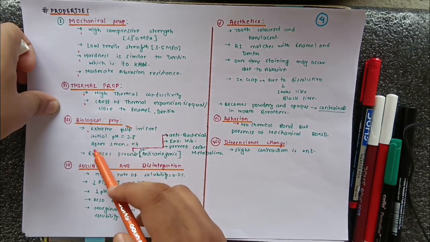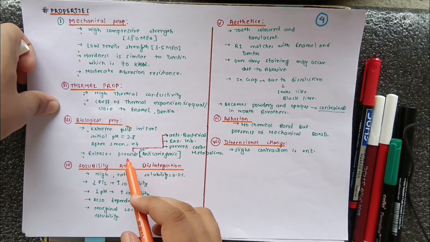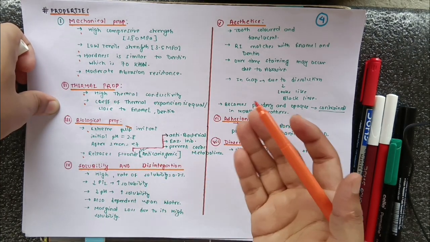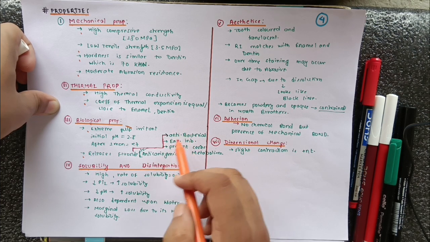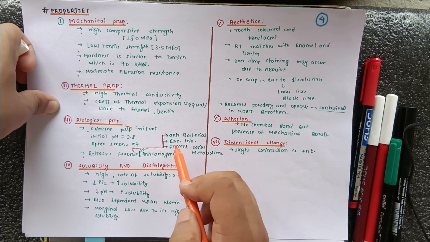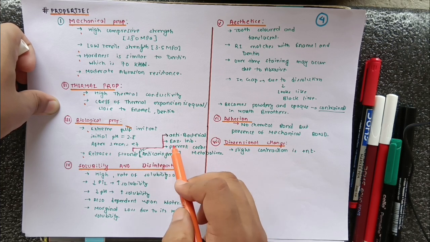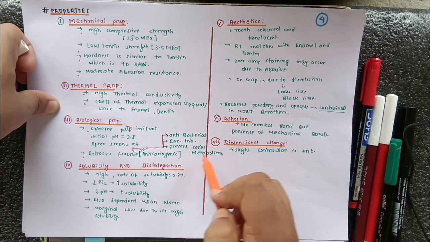So it is anti-cariogenic, and how does the fluoride stop the caries? By three ways. One is that it is antibacterial. Another is that it inhibits enzymes, so it is an enzyme inhibitor too. Similarly, it prevents carbohydrate metabolism.